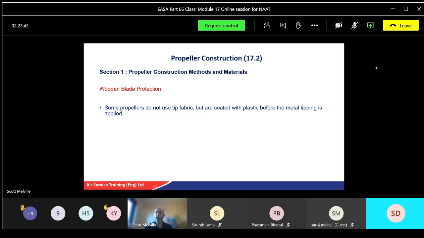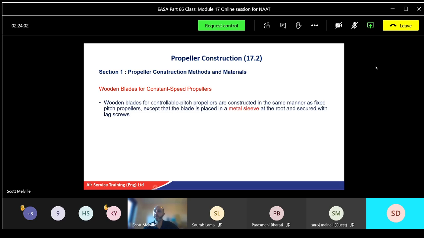Some propellers do not use tip fabric, but are coated in plastic before the metal tipping is actually applied. That helps prevent corrosion and damage to the actual wood, because metal and wood together can cause effects as well. Plastic coating provides protection and also adds a strengthening aid at the same time.